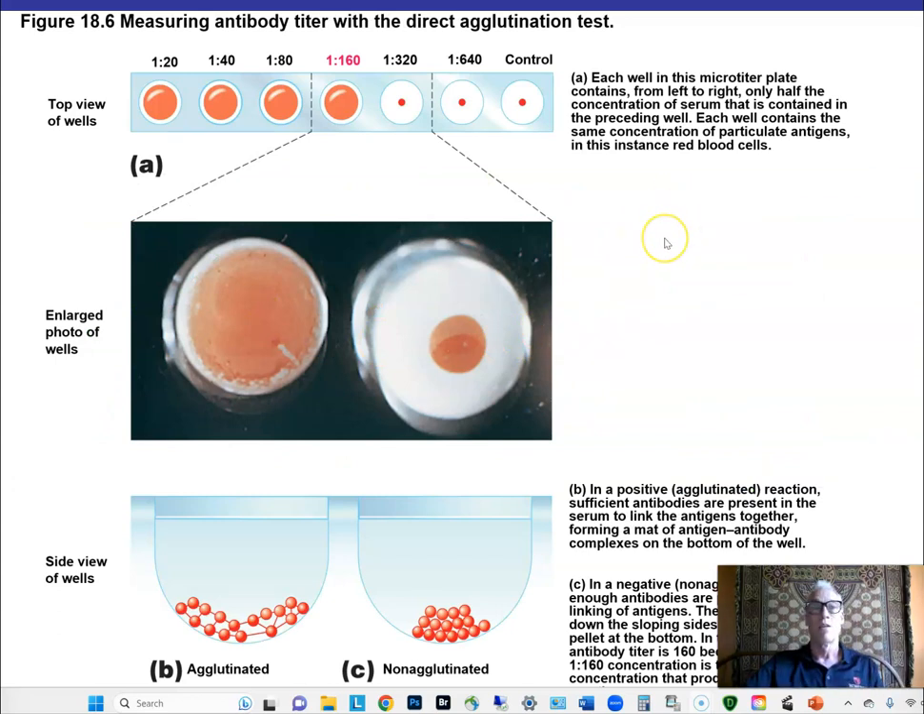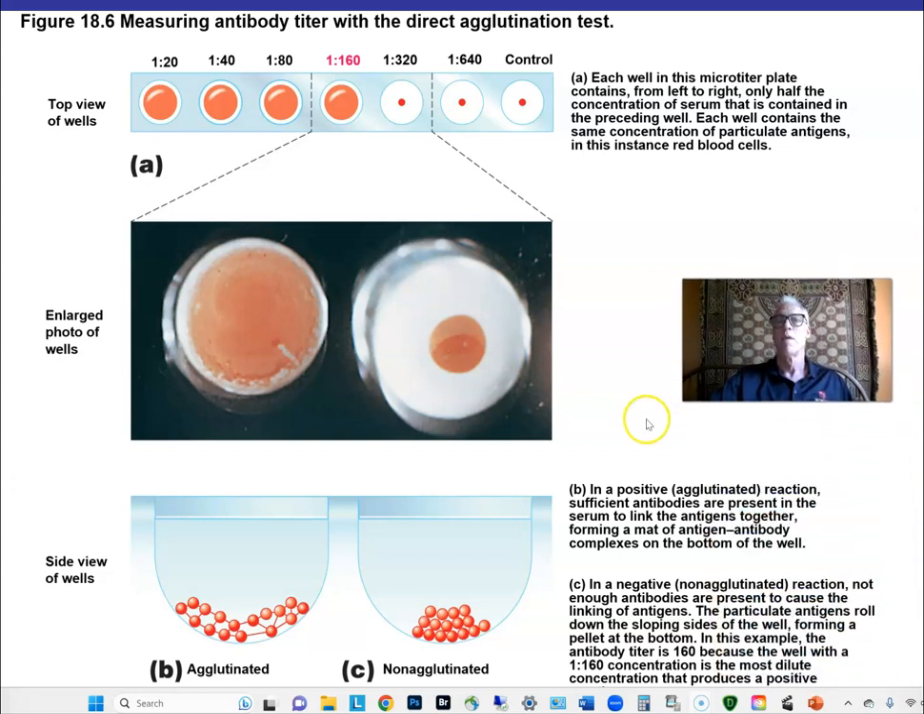Here's a direct agglutination test. And so what we're going to do is put a series of dilutions of the patient's plasma into each one of these wells, and then we're going to add some red blood cells. In this case, it's a type of antigen that can cause red blood cell clumping or agglutination all by itself.